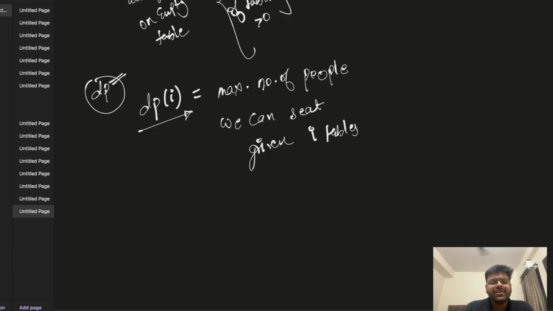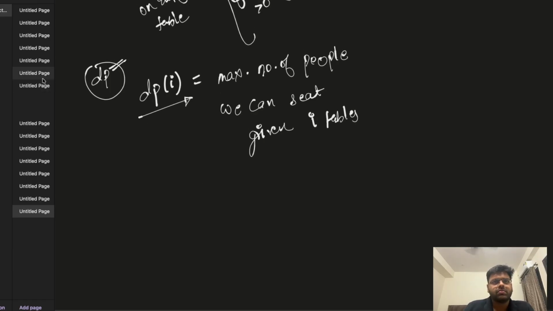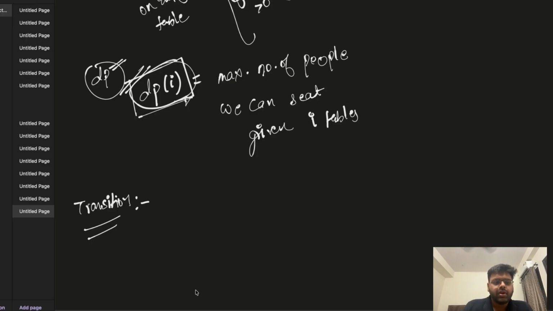Now let's understand the transition state. To attempt DP, there are simply two basic things we need to understand: one is the DP state and one is the transition. If we are comfortably able to make them, then this problem is pretty easily solved for any DP problem. Okay, so now let's understand how my transition would look.